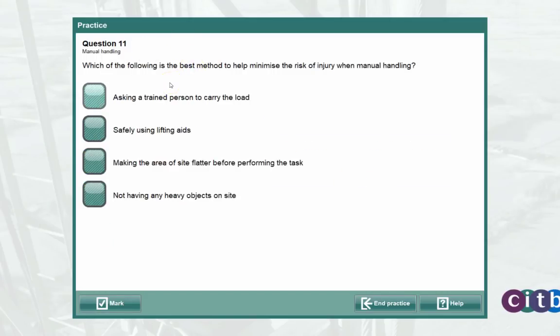Which of the following is the best method to help minimize the risk of injury when manual handling? Asking a trained person to carry the load. Safely using lifting aids. Making the area of sight flatter before performing the task. Not having any heavy objects on site.